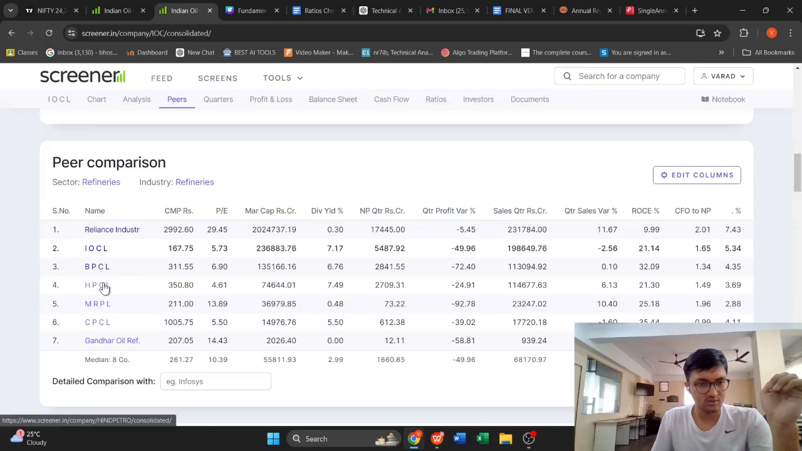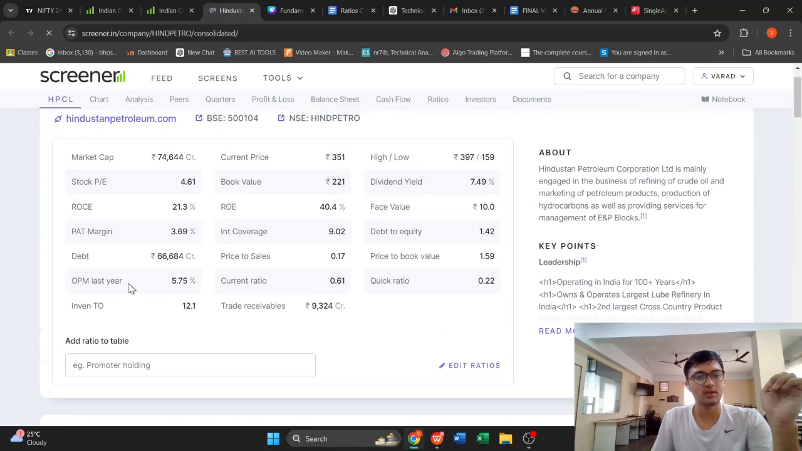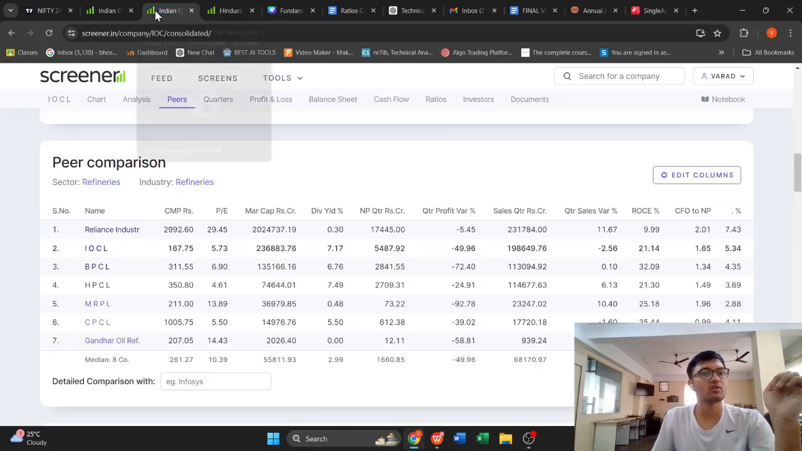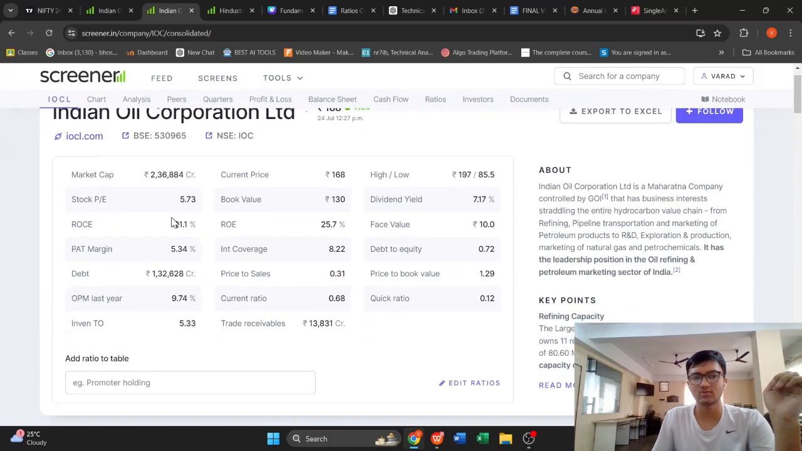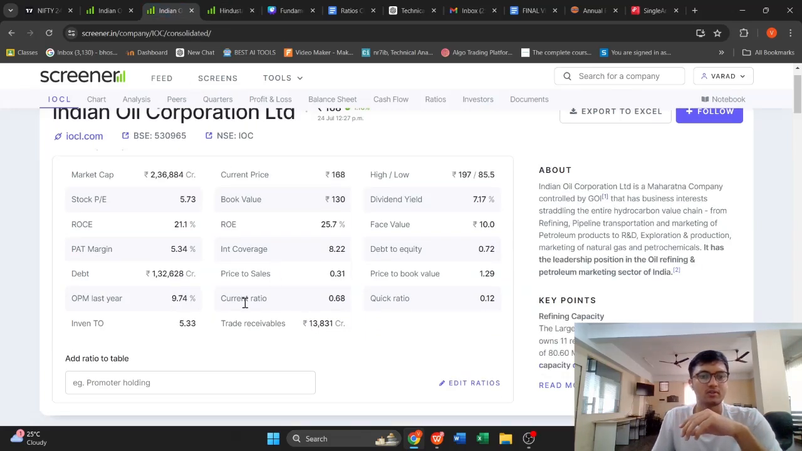So let's say Hindustan Petroleum Corporation Limited. Okay, Hindustan Petroleum Corporation Limited. Let's see the operating profit margin of this company. If you see, the market cap of HPCL is 76,000 crore, but IOCL is much greater, I hope. Yes, it's 2 lakh 36,000 crore. Even though the company is much bigger, they are able to generate more operating profit margin compared to one of its peers, Hindustan Petroleum Corporation Limited. So like that you can compare.